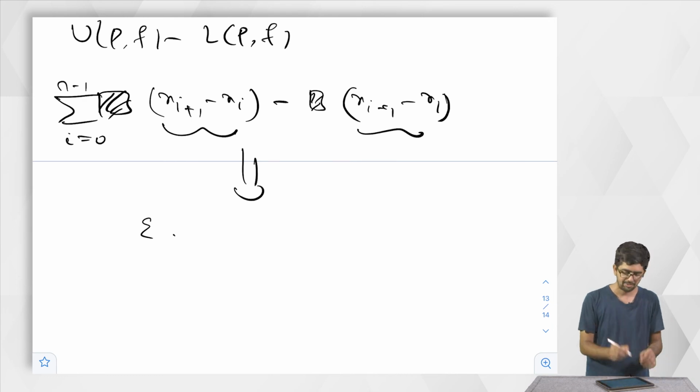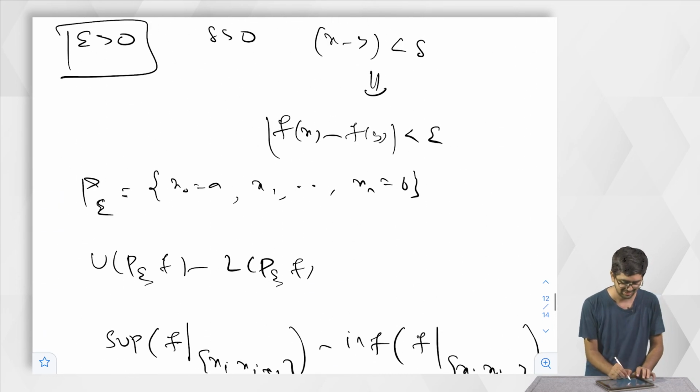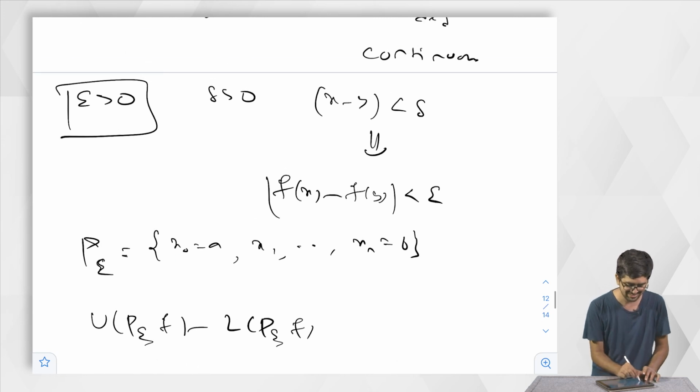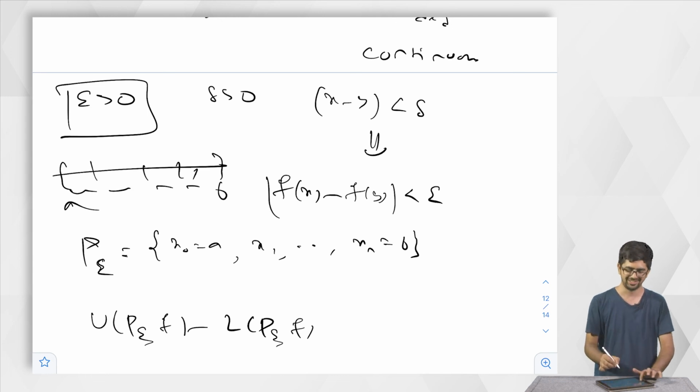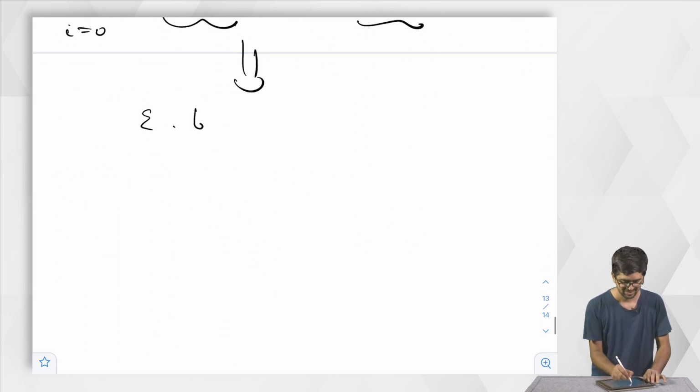all I am doing is just adding the length of all those intervals. How much do I get if I add all these intervals? I am just taking the partition from a to b, I have some intervals and I am just adding these numbers. How much do you think I get? I get b minus a, epsilon times b minus a.